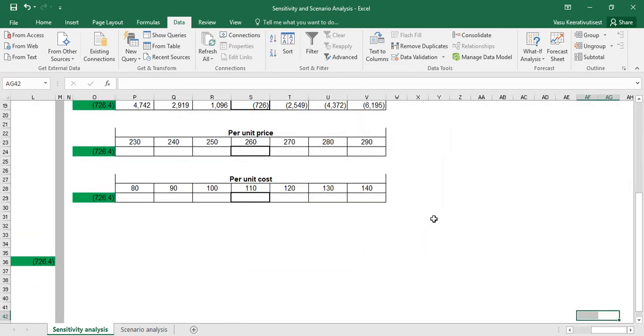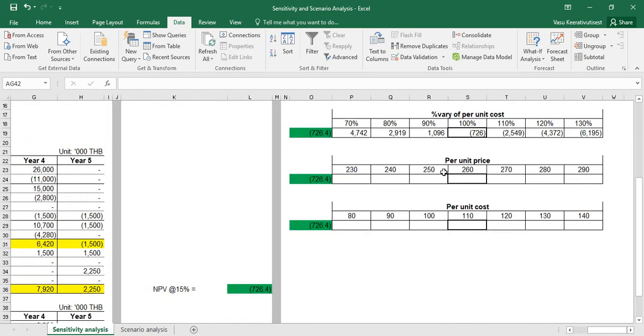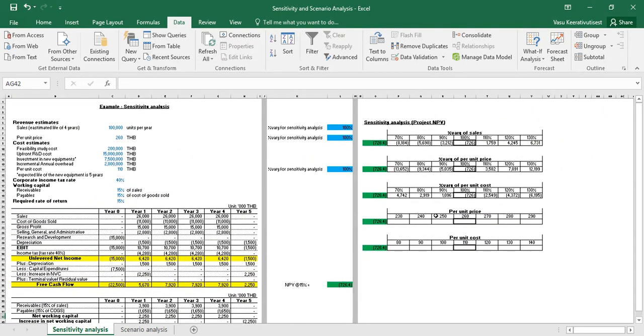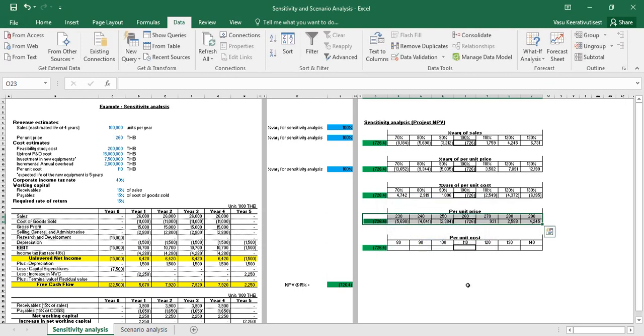Okay. Right now in the fourth table we will vary the per unit price, and here is the per unit cost. Have a look here. In our assumption, the per unit price is 260, so it is here, and the per unit cost is 110, and it is here. So select this area, go to Data, What-If Analysis, Data Table, and then click on unit price. Right now we want to vary the unit price directly here, not this percent.